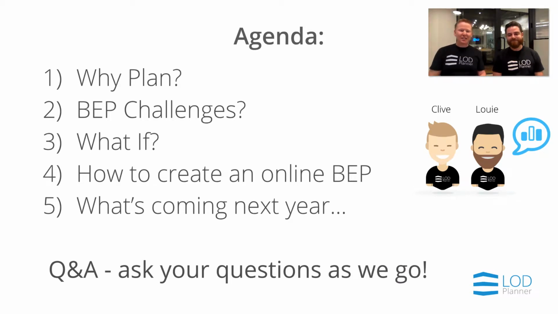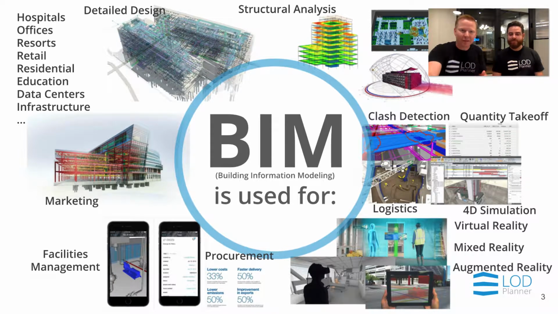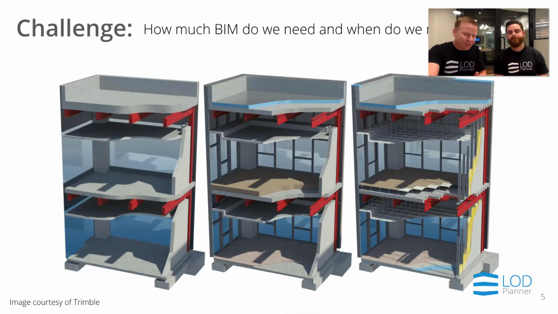All right, so let's get started. Everyone understands that BIM is used for many different things. We're not going to talk in depth about these, but there's a plethora of different uses for a model. And we know that it can save us a lot of time and a lot of money in everything from design through construction and operations. But the big challenge is: how much BIM do we need, and when do we need it? These images depict a great model, both ends of the spectrum, but which one do we need?